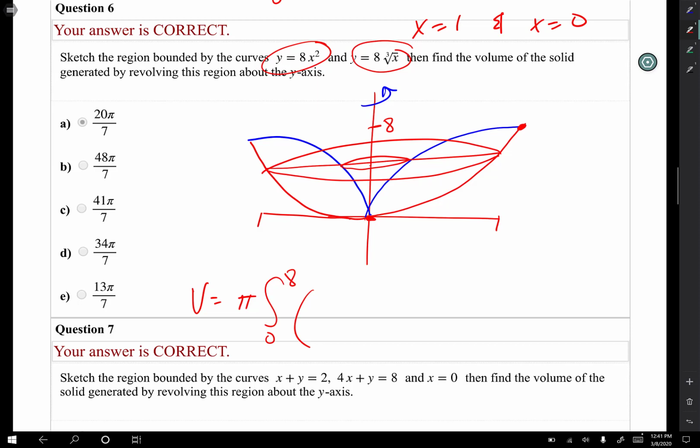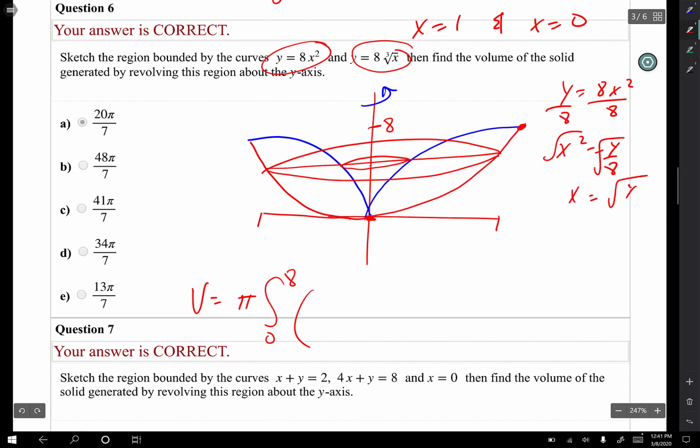So we need to have it in terms of y. That's your x squared. So y equals 8x squared, divided by 8, divided by 8. X squared equals y over 8, square root. X equals the square root of y over 8. So that's what we need. So I'm going to write square root of y over 8, and this is going to be squared, that's big R, minus the little r.